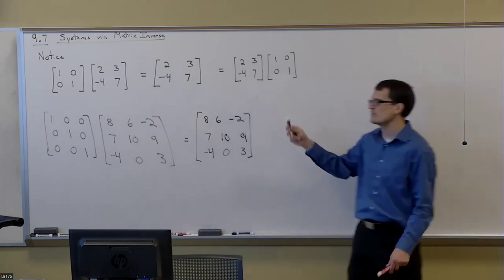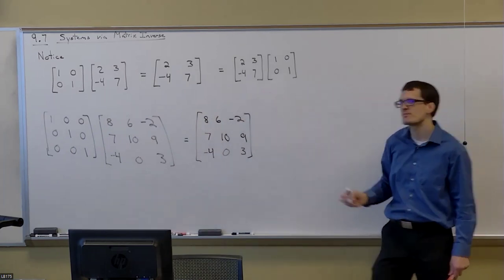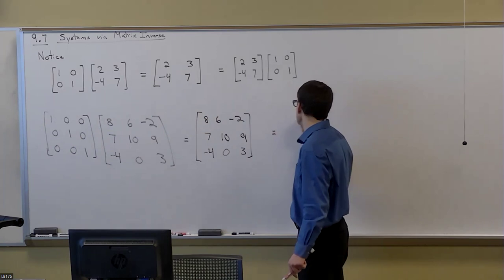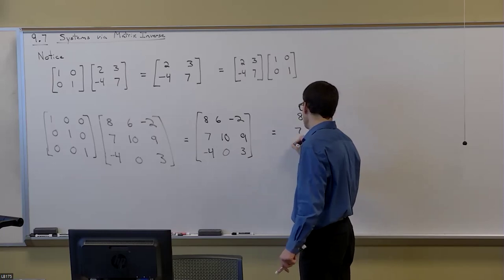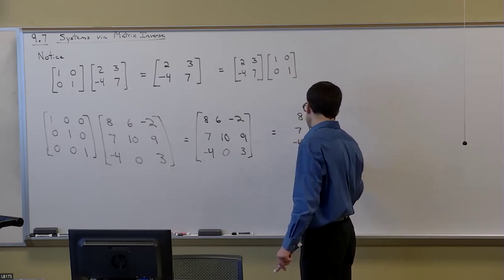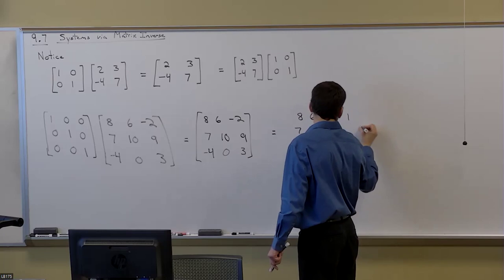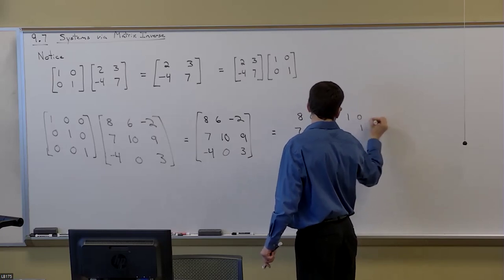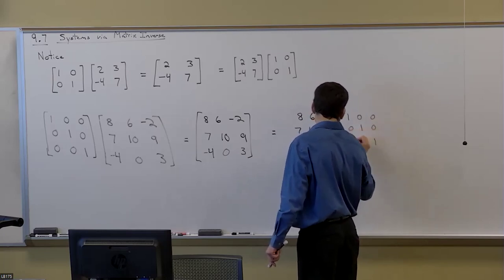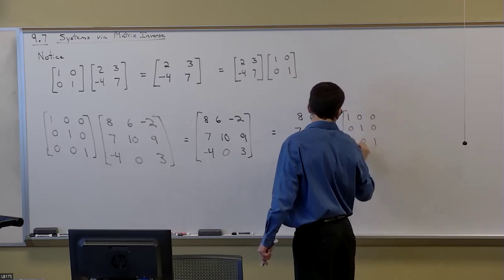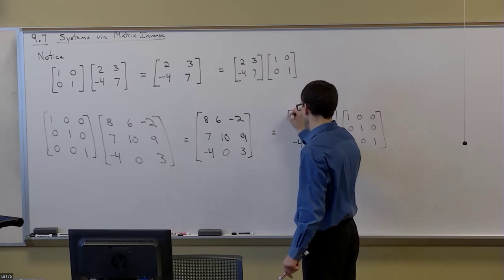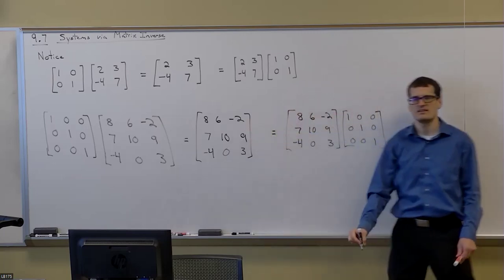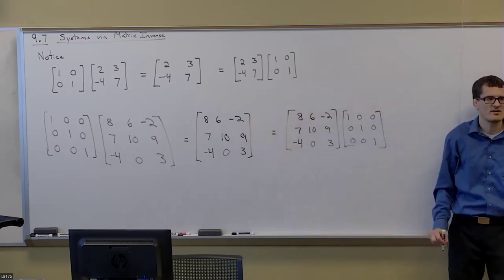And just like this one, if you had taken that matrix where the 1's are on the diagonal and 0 elsewhere, and multiplied it on the right-hand side, you would have gotten the exact same thing. You would have gotten your matrix back.